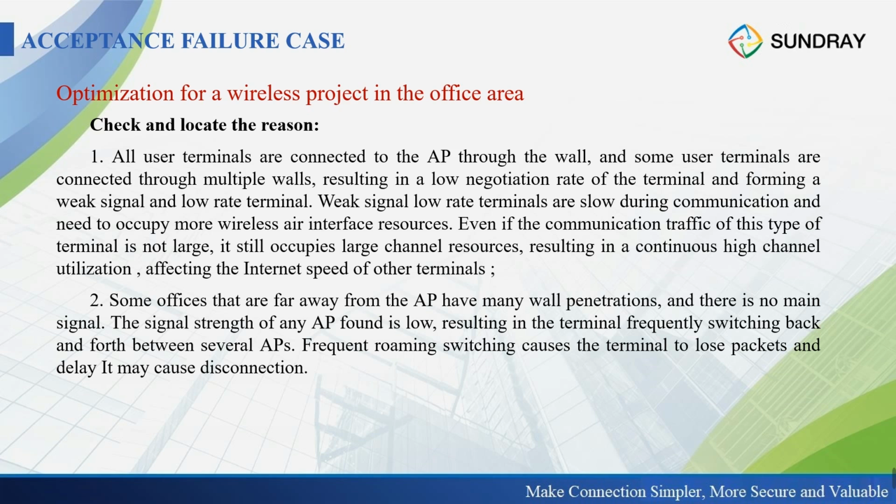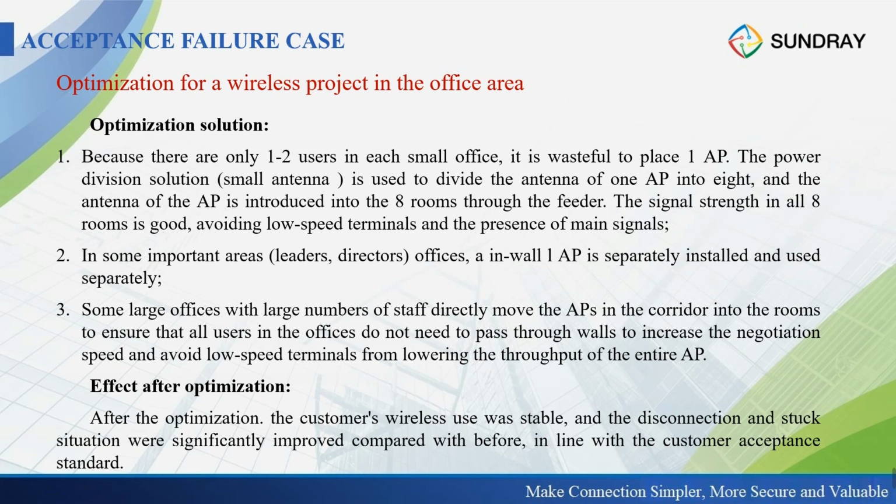The second one is the signal. After the signal penetrates the walls, it becomes weak, right? When the signals of several APs penetrate the walls into the same spot, and the user's phones connect to these weak signals, they will keep roaming from one AP straight to another AP, so the user will be disconnected all the time. So what is our optimization solution?